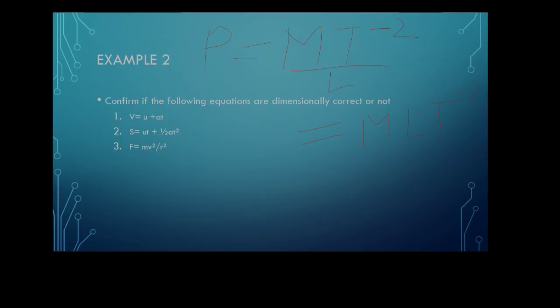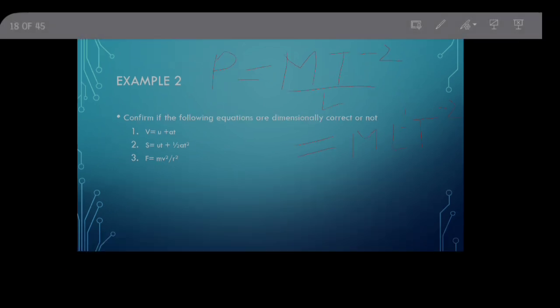Question number 2 is asking us to confirm if the following equations are dimensionally correct or not. That is to check if the equations on either side of the equal to sign are the same. Once they are different, the equation is dimensionally wrong. But once they are the same, the equation is dimensionally correct. Let's take a look at that.